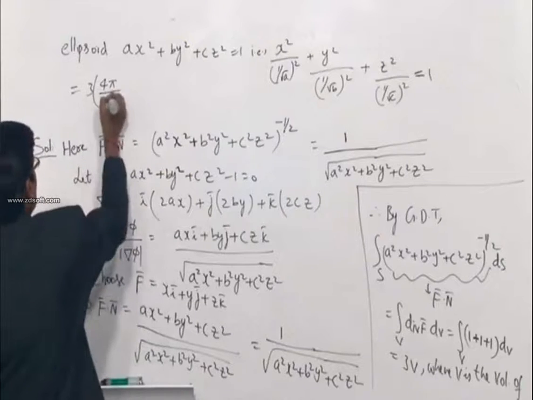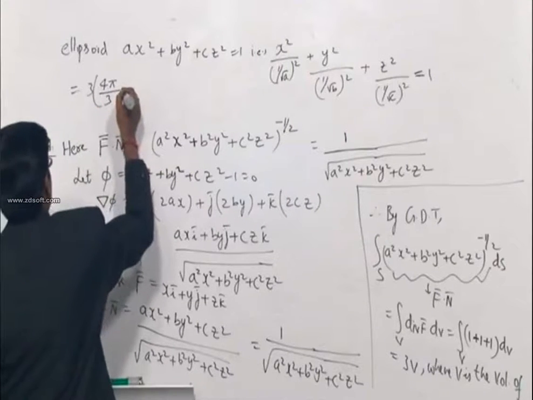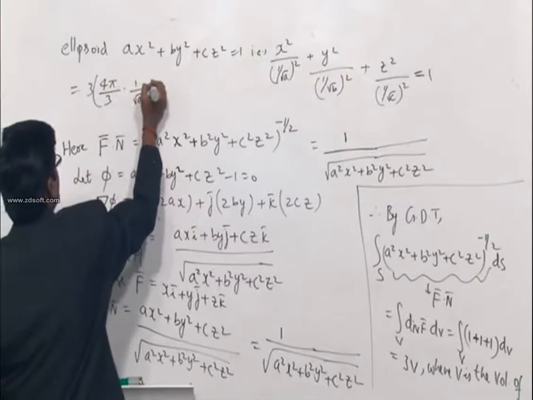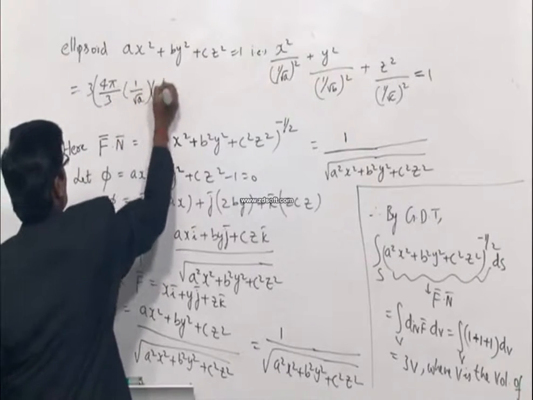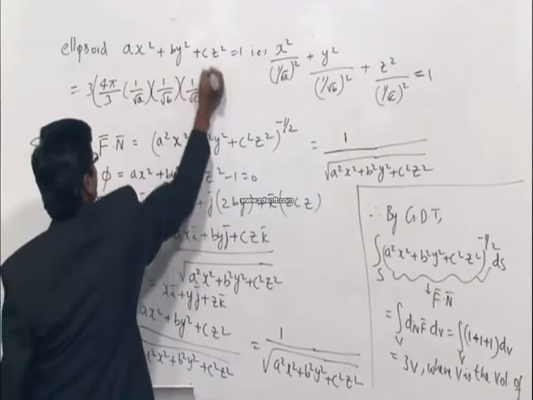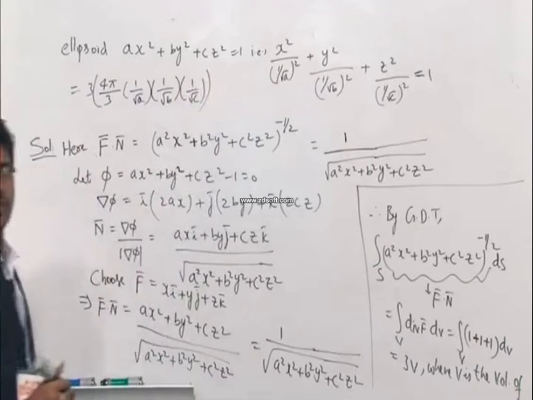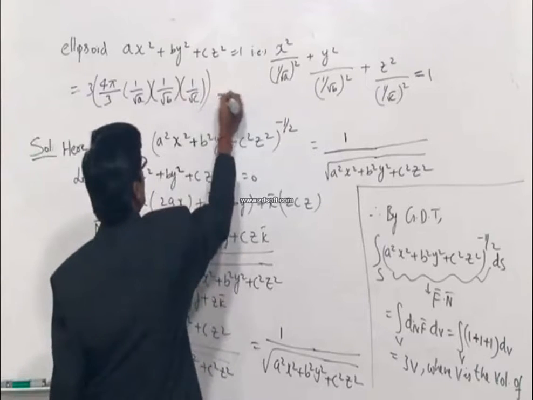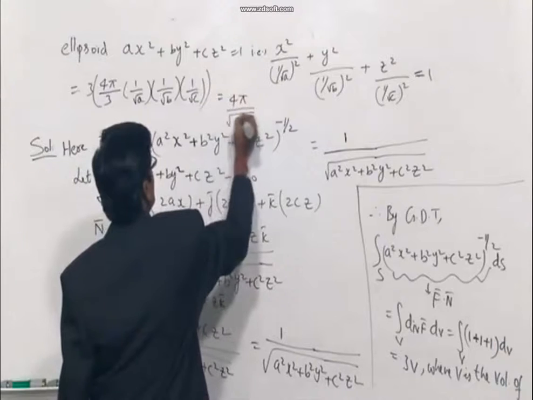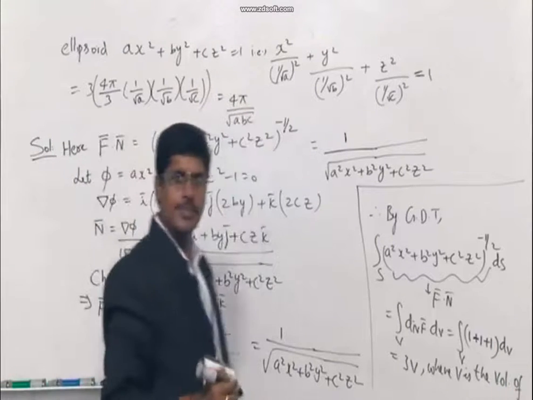So it is 3 times 4 pi by 3 into 1 over root a, 1 over root b, 1 over root c. This simplifies to 4 pi by root abc. This is the answer.